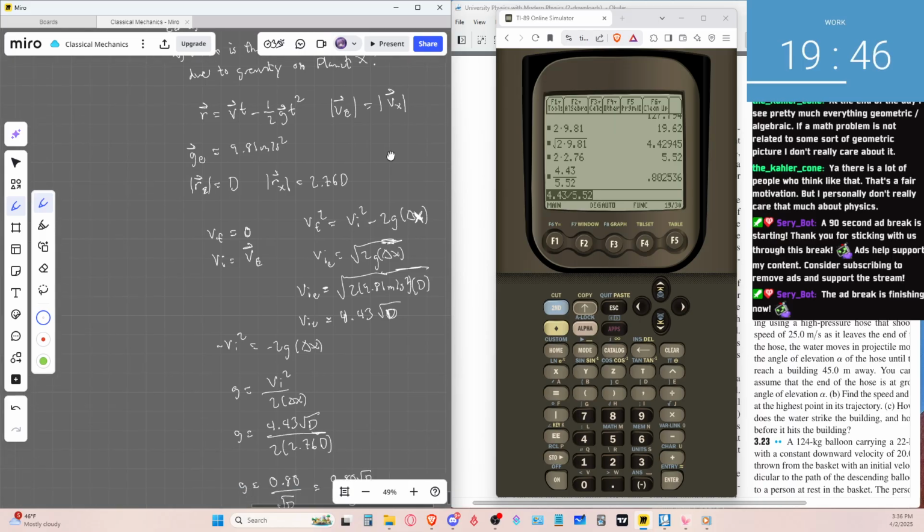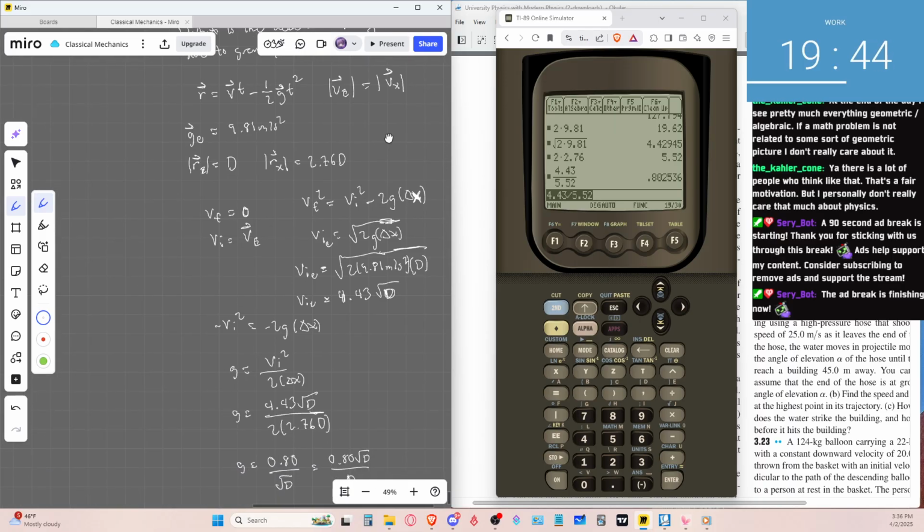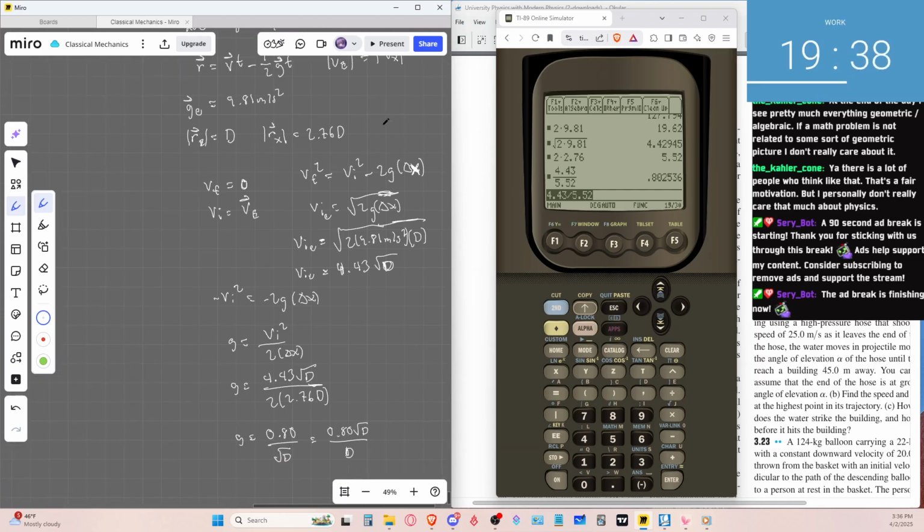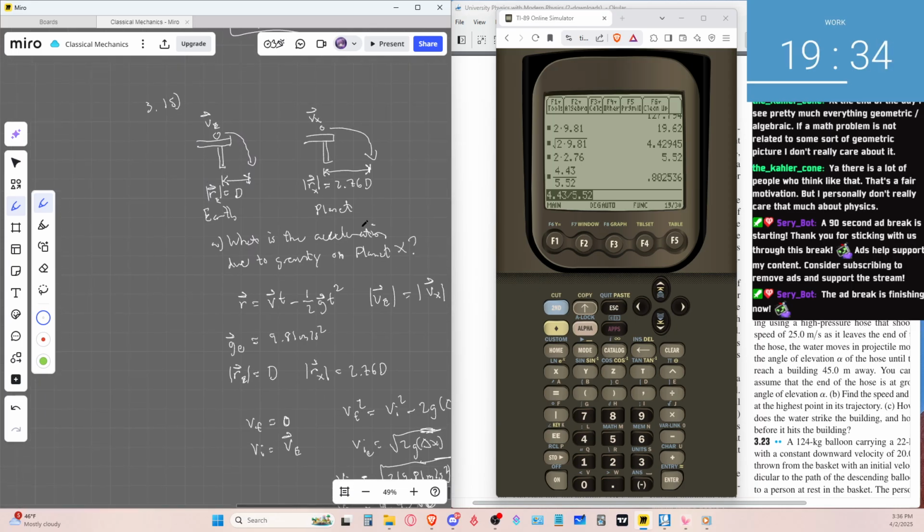The thing is that it's on the x-axis. And I probably didn't do this right, I think. Because this is the x-axis, and when gravity's involved, it usually involves the y-axis.